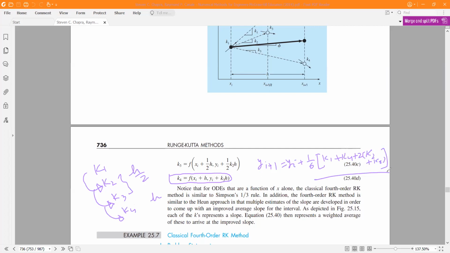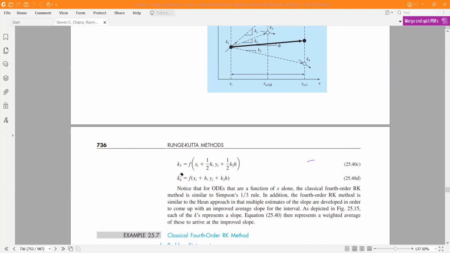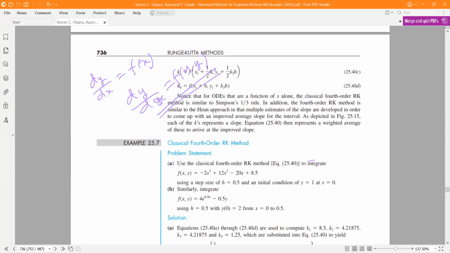Okay, an example is there. Actually, 2 examples are there of 2 different types, just to illustrate this technique. One example is where your slope is not a function of the dependent variable. Another example is where your slope depends on both variables. That means you may have your differential equation dy by dx that is a function of x only, or you can have your differential equation dy by dx as a function of x and y, both.